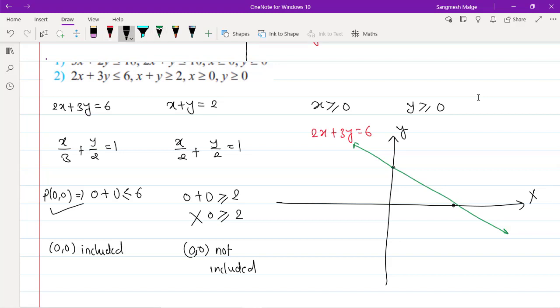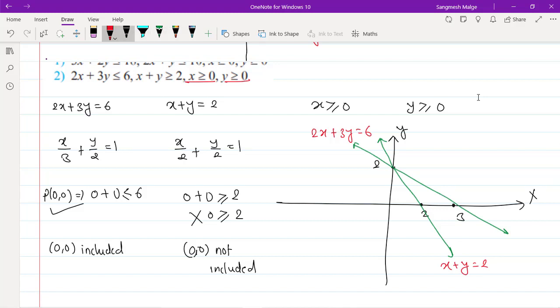Take the second, so it is 2 comma 2. So this was 3, this was 2, and we have the 2 comma 2. So this is 2 and this is 2. Draw the line now. So you will have the line somewhat like this. So write down the equation again. So this is nothing but x plus y equals 2. X is positive, y is positive.